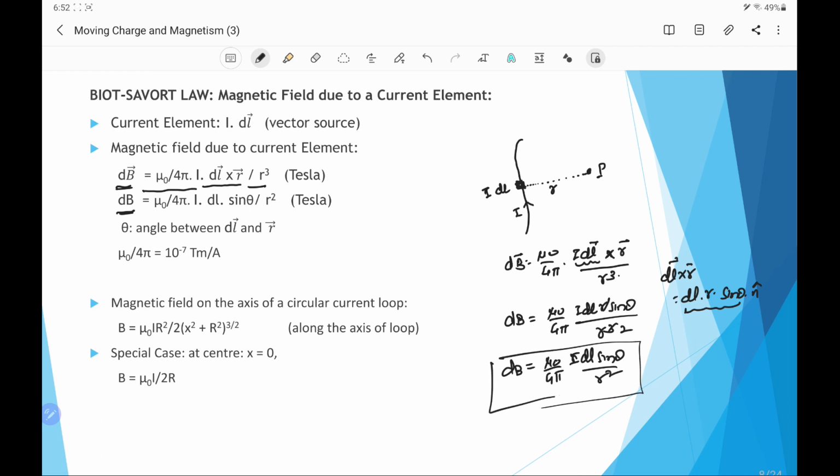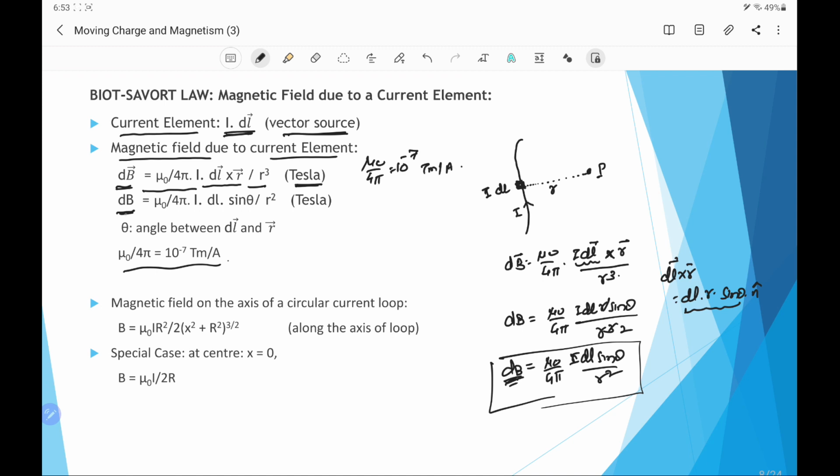And as we got the elementary magnetic field due to a small current element, to get the total magnetic field we have to integrate this elementary magnetic field within the given limits to find the total magnetic field because of the current. So here we have discussed that current element is I dl, and this is a vector source of the magnetic field. Magnetic field due to the current element I dl is mu naught by 4 pi I dl cross r by r cube, and this magnetic field has the unit Tesla, and mu naught by 4 pi has the value 10 raised to the power minus 7. This is given here in Tesla meter per ampere.